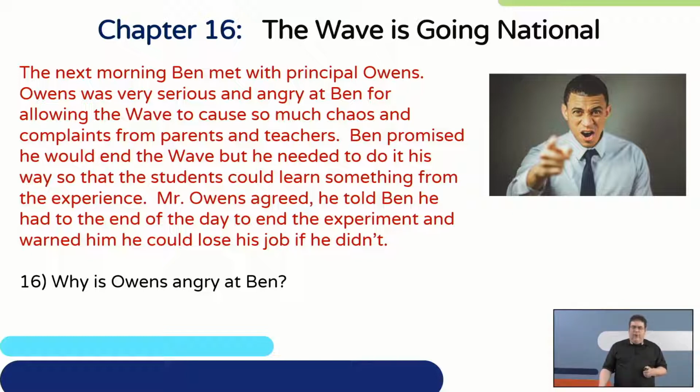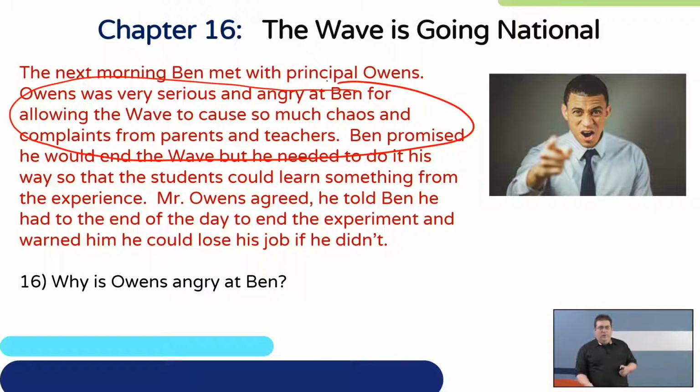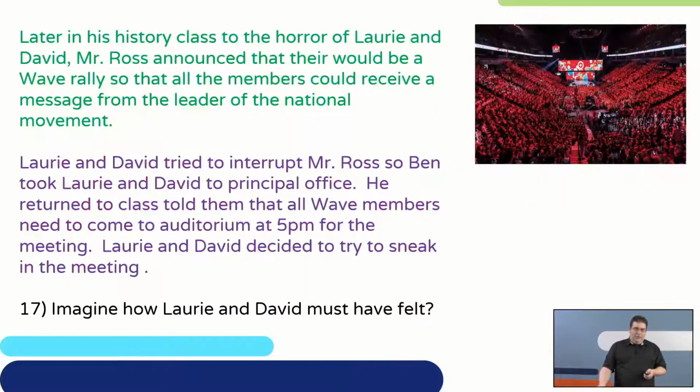16. Why is Owens angry at Ben? He's angry at Ben because obviously the wave has gotten out of control. The teachers are complaining. Students are complaining. The parents are complaining. This one teacher is turning the school upside down through this experiment. So when you do that to a school, usually you lose your job. But he wants to give Ben a chance to end this because maybe the students will learn something from it.